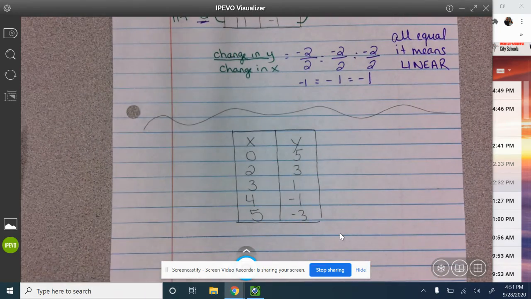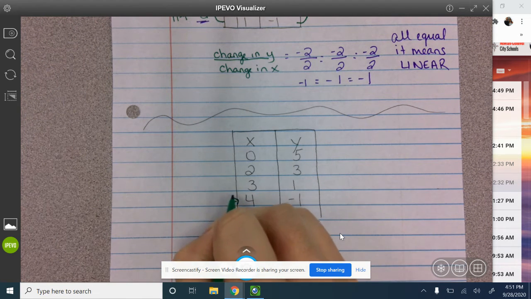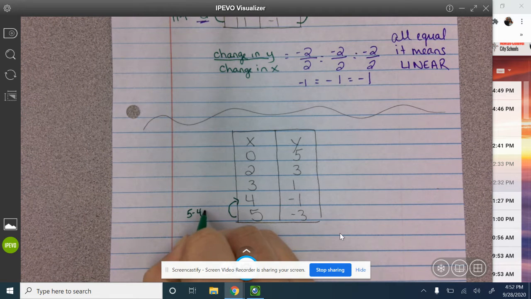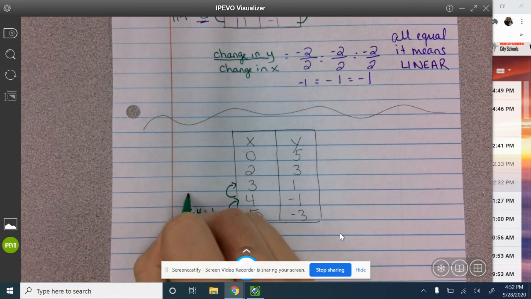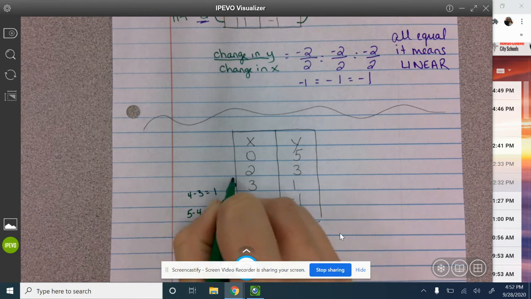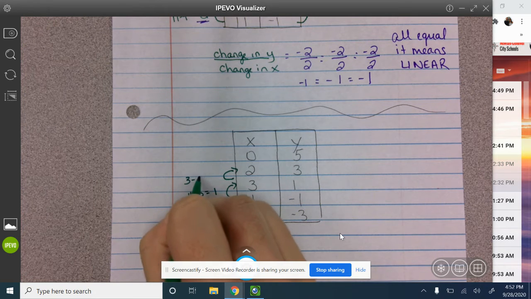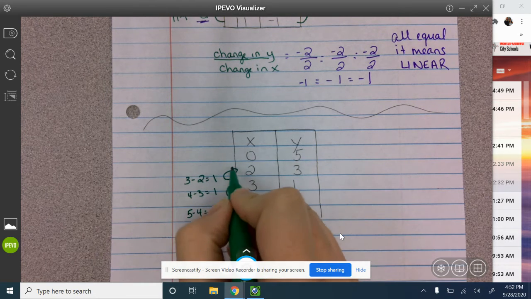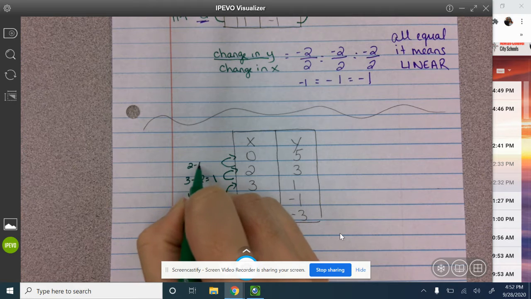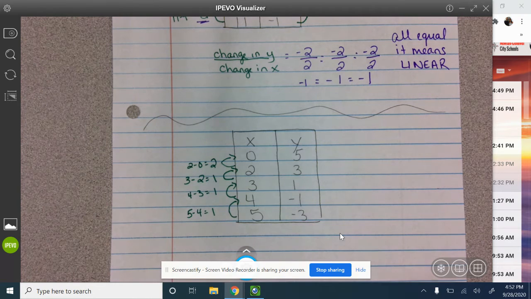So on this table, I'm going to do my change in x. 5 minus 4 will give me a 1. 4 minus 3 will give me 1. 3 minus 2 will give me a 1. 2 minus 0 will give me a 2.